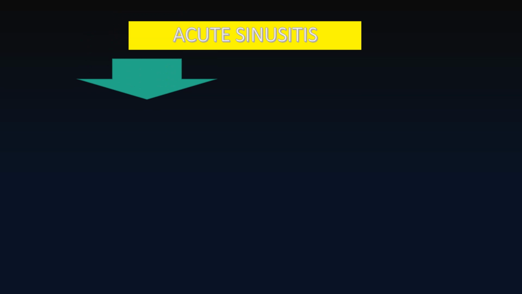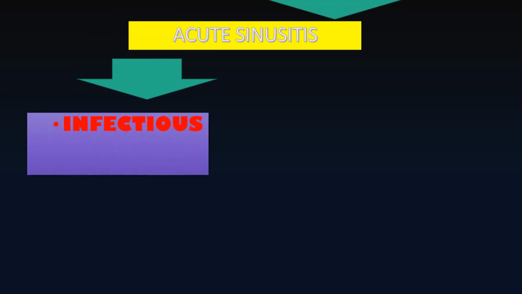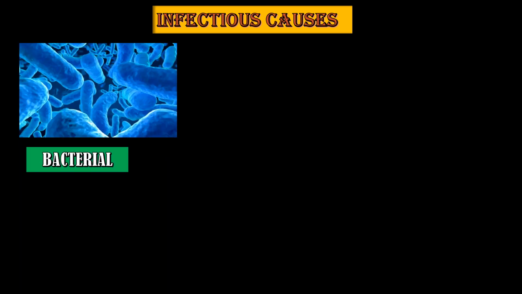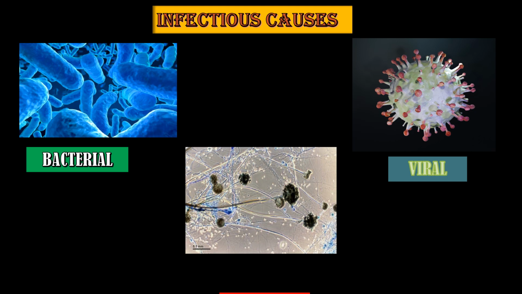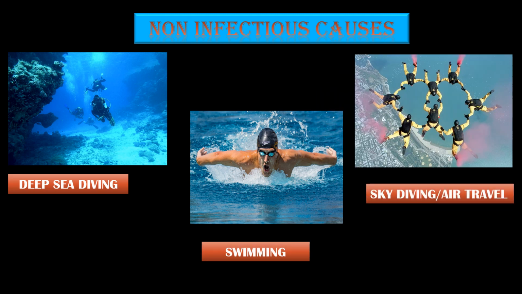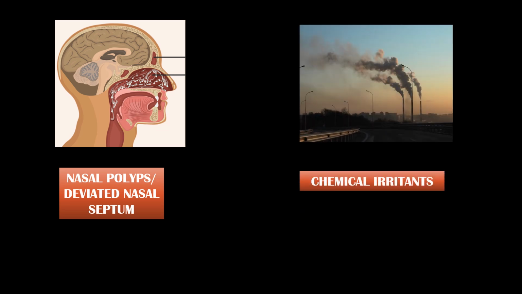The causes of acute sinusitis are broadly classified into infectious causes and non-infectious causes. The infectious causes of sinusitis include bacteria, viruses, and fungi. The non-infectious causes are deep sea diving, swimming, skydiving, or air travel. Basically, any activity that causes barotrauma to the mucous membranes of the sinuses. Other non-infectious causes include nasal polyps, deviated nasal septum, or continuous exposure to chemical irritants.